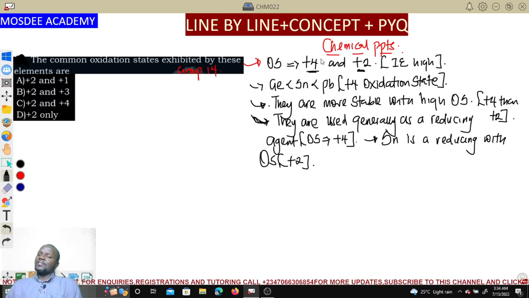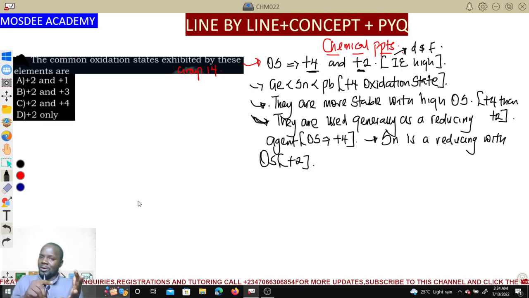So what I'm trying to say in essence is that most of them exhibit these two oxidation states, plus four and plus two. It is very difficult for carbon to exhibit an oxidation state of plus two because of the absence of d and f orbitals. They don't have that. That is one thing about them. So the presence of d and f orbitals makes tin, lead and germanium exhibit plus two oxidation state.